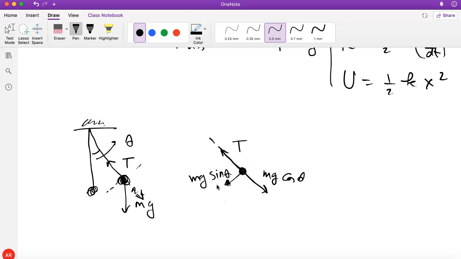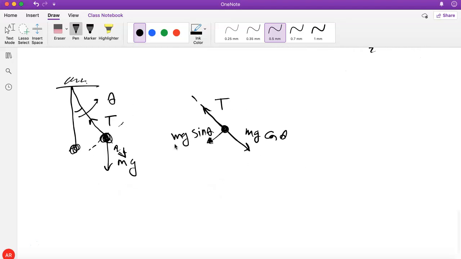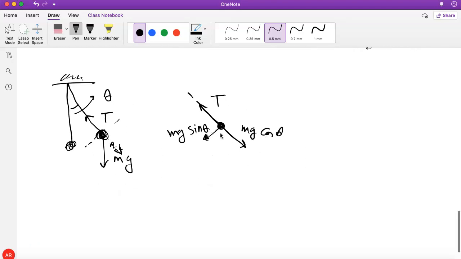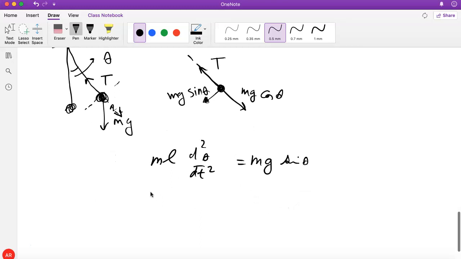So mg sine theta is what's going to give us this angular acceleration. It's going to change d theta dt, if you wish. So the acceleration in this direction here will be L times the second derivative of theta with respect to time. This L times alpha is the acceleration that way. And mass times that must be the net force in the tangential direction. So that's mg sine theta. Again, we can make the small angle approximation.